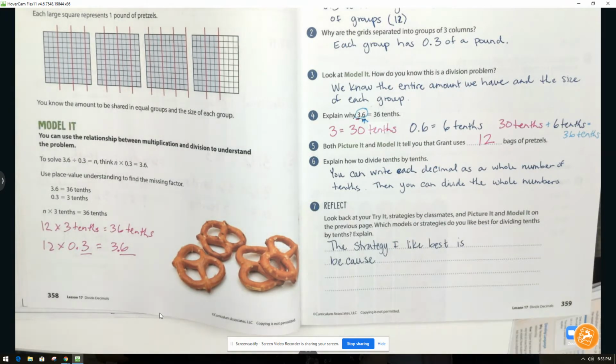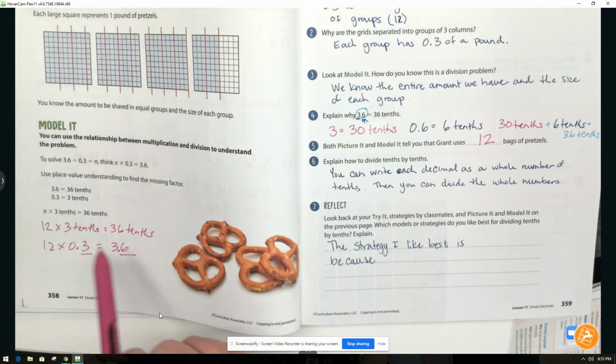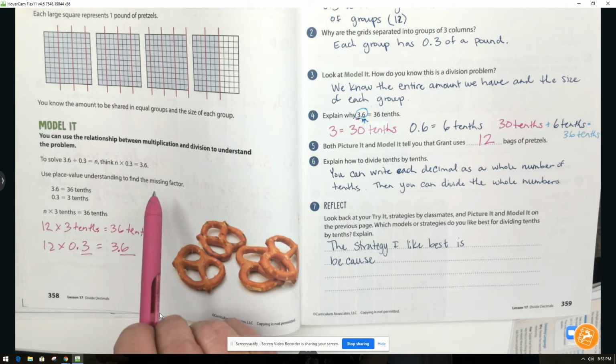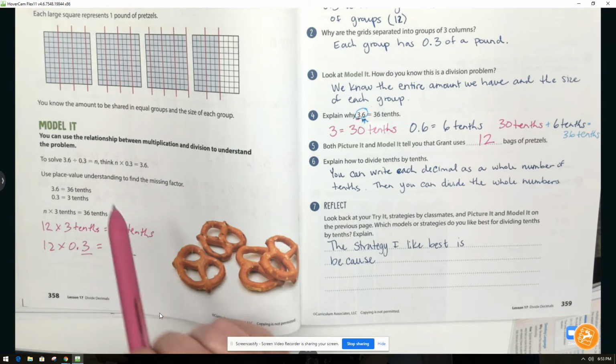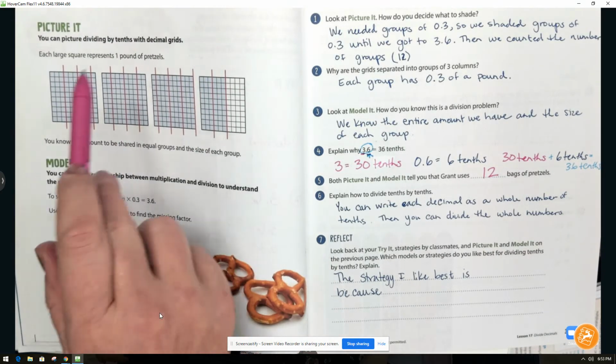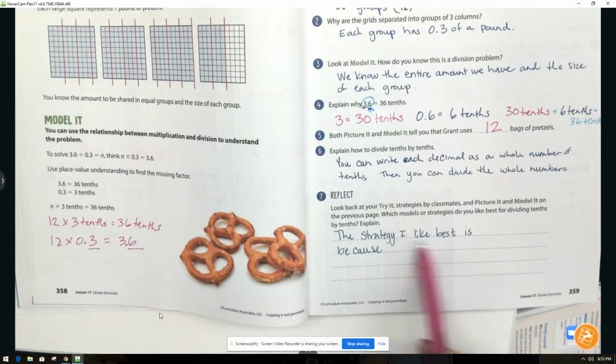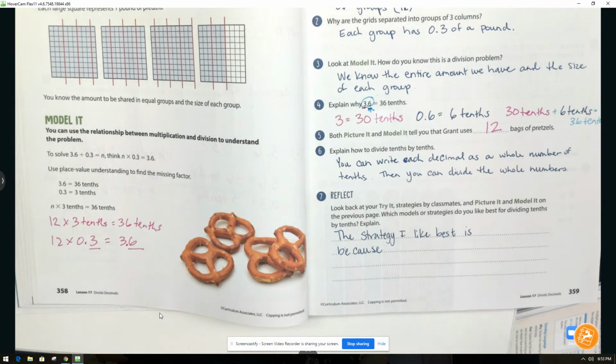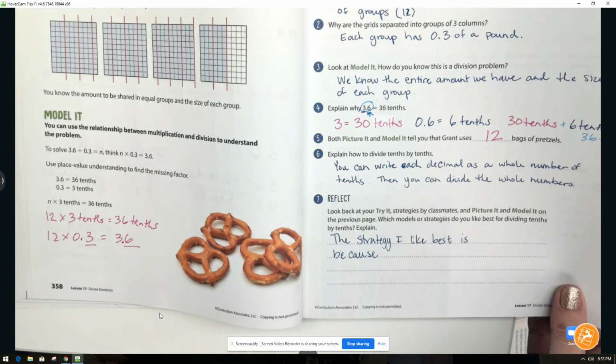So now for our reflection, we use 2 different strategies. We use the relationship between multiplication and division, or we can call this the place value relationship, as one strategy. And then the other strategy is to use decimal grids. So what is the strategy you like best and why? Go ahead and fill that out. And when you're done, you can turn to page 360.